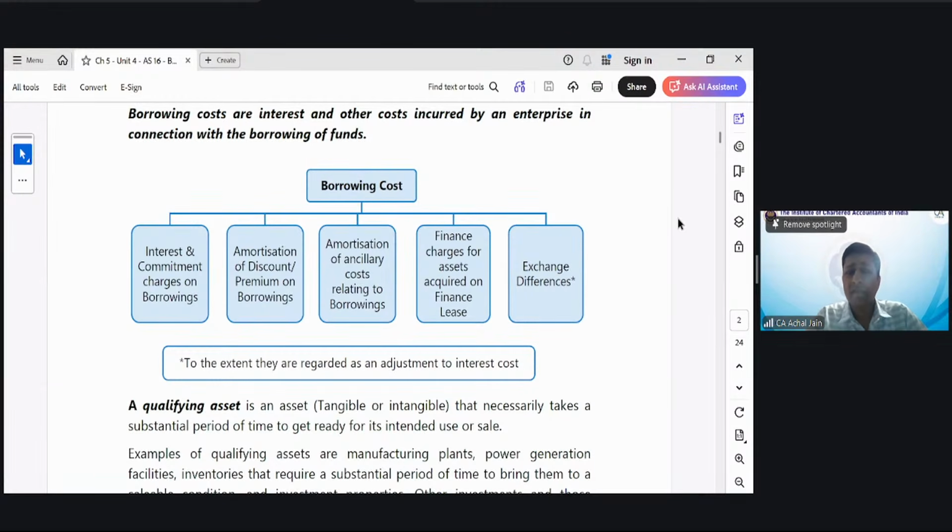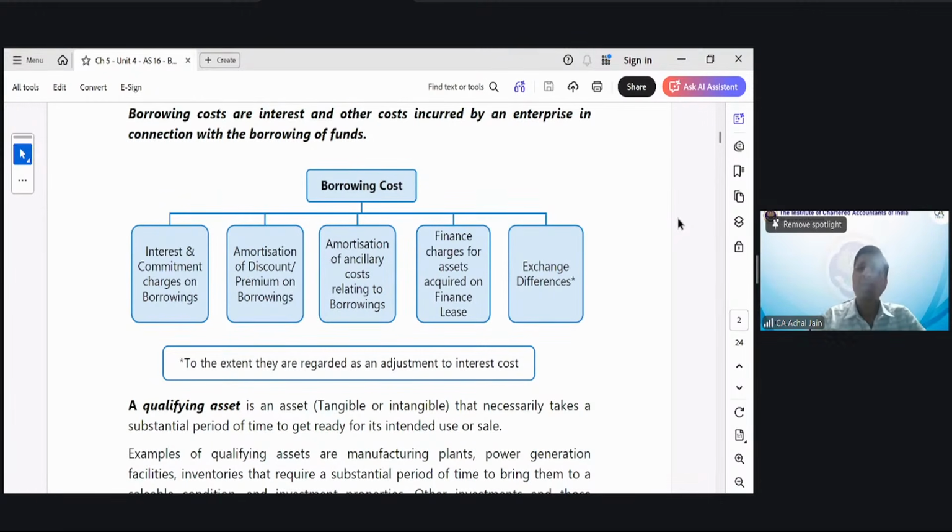Exchange differences. Now you may be thinking, what is the role of exchange difference over here? Exchange difference, once again, can be considered as borrowing cost. Not always. There is a specific situation in which even the exchange difference can be considered as interest, and therefore its accounting treatment could be that of interest. Now what is going to be that situation? Once again, we'll talk about that.